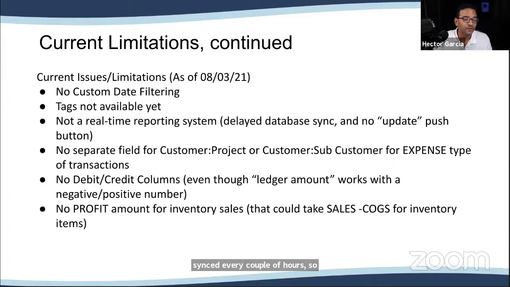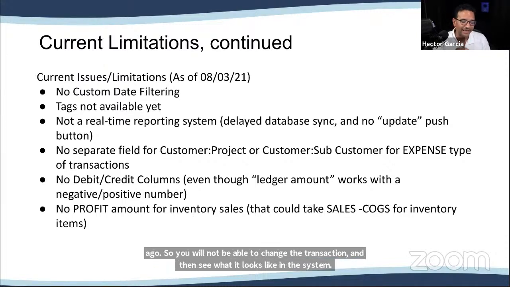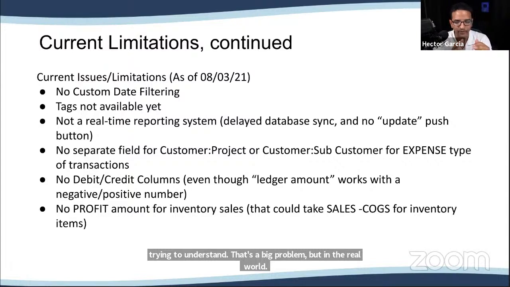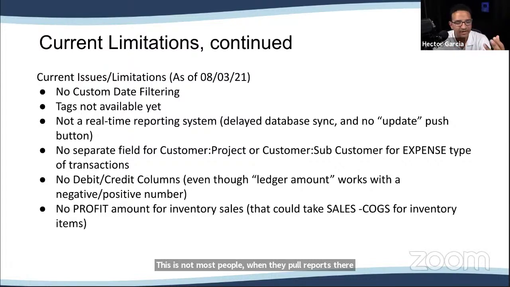So when you pull a report, you have to look at the bottom that says updated 3 hours ago, 4 hours ago. So you will not be able to change a transaction and then see what it looks like in the system. And that, again, for someone like me that's testing and discovering and trying to understand, that's a big problem. But in the real world, this is not. Most people, when they pull reports, they pull last week, last month, last year. They're not pulling everything up to the last couple of hours. So in the real world, this is not a real problem that is 3 hours old or whatever. But for someone that's testing and trying, that was a really, really big issue for me.